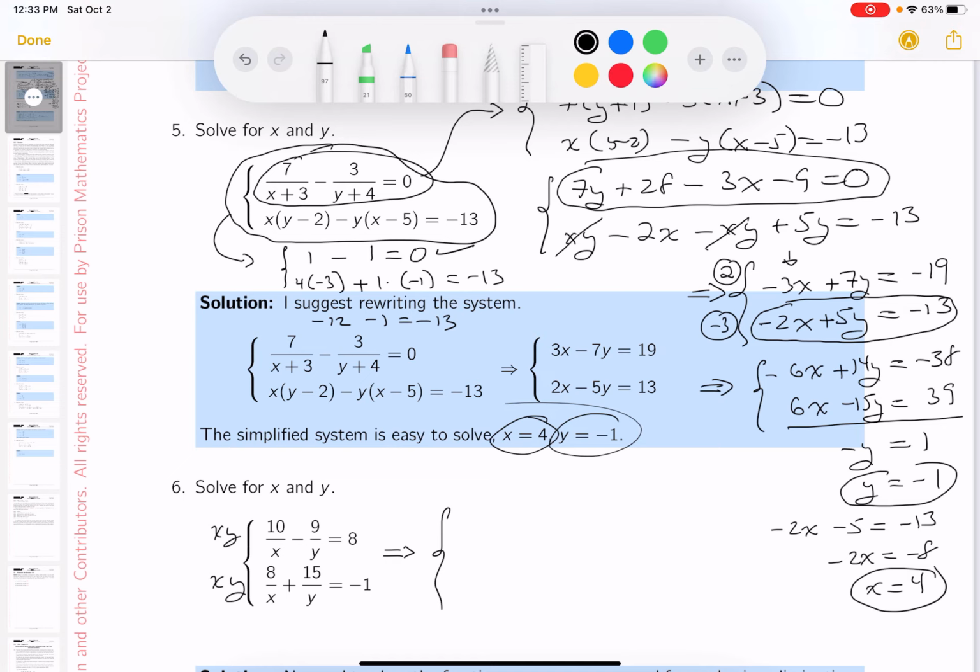What do you get over here? Well, you get 10. Whoops, sorry about that. Get my eraser out again.